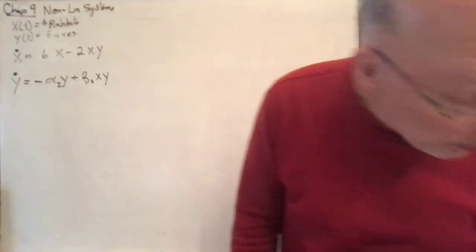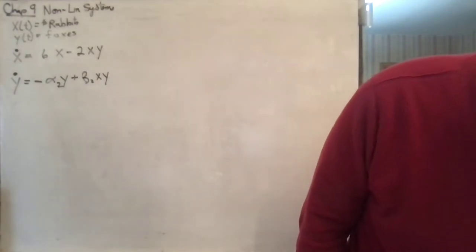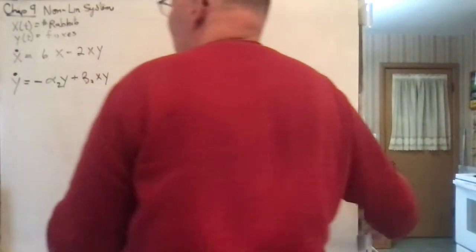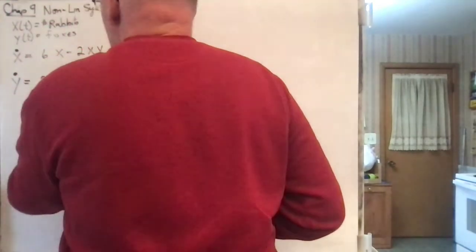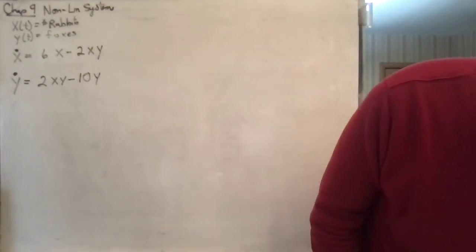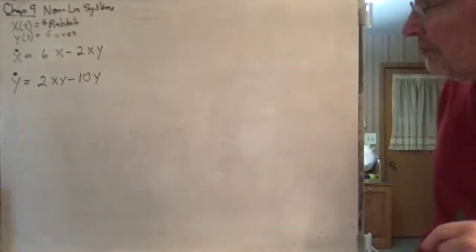Again, I chose easy ones. And 2, 10 I put in. I put in a 2 right here. Oh, this is the same. And then minus 10y, right? Is what I've got. Okay?